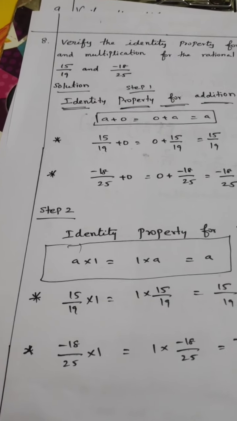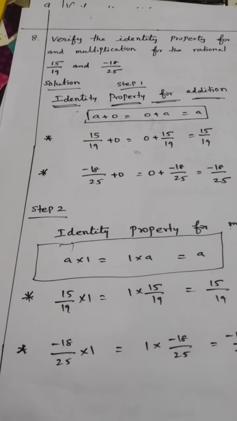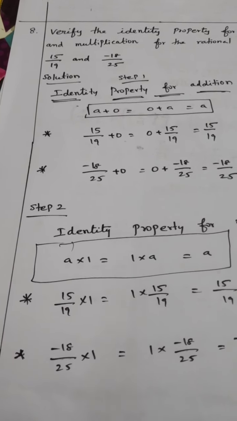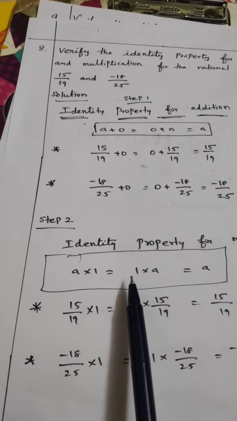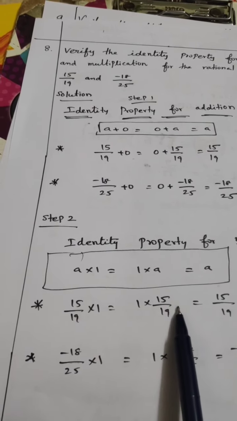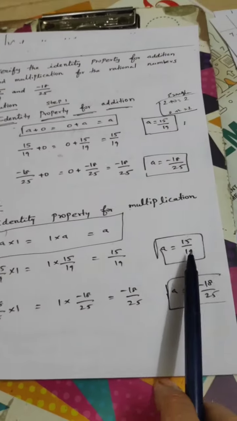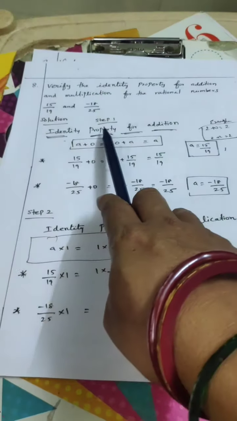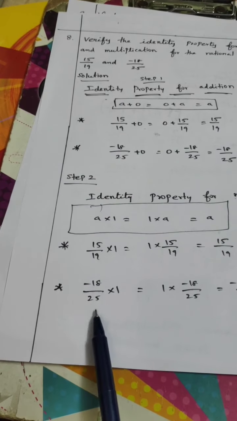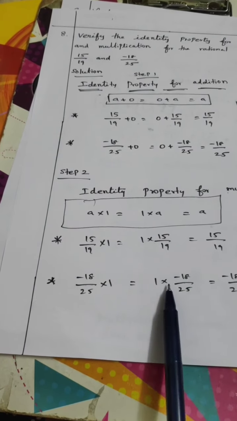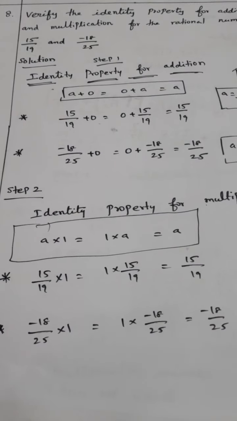Any number multiplied by 1 equals the same answer. For example, 2 into 1 is 2, 5 into 1 is 5, 100 into 1 is 100. Same here: 15 by 19 into 1 is equal to 1 into 15 by 19 equal to 15 by 19. This is A value. Next, A value equal to minus 18 by 25 here, right? And the same value, substitute here. Minus 18 by 25 into 1 is equal to 1 into minus 18 by 25 equal to minus 18 by 25. Understand the sum or not?